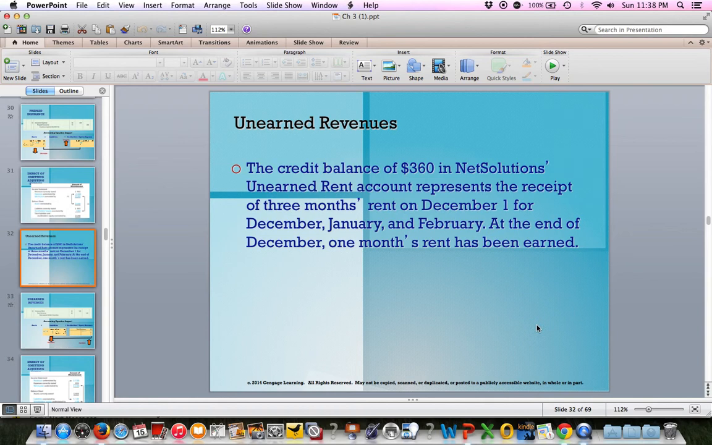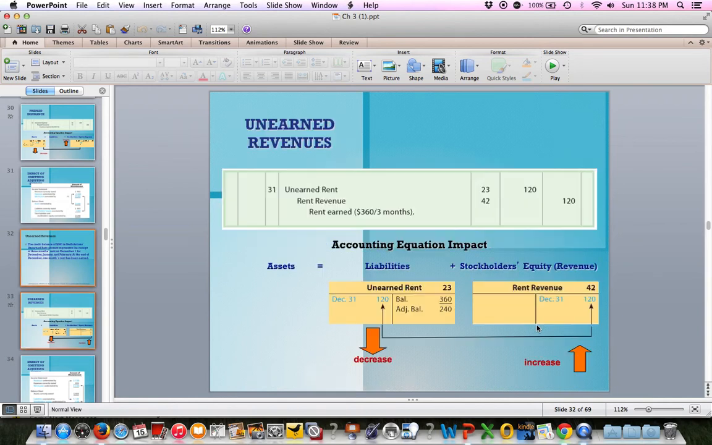Okay, so they have a tenant, somebody prepaid them for 3 months of rent on December 1. So after 1 month has gone by, they've earned 1/3 of that $360. So obviously that's $120. So they can call that revenue now. So they can debit unearned rent, reduce the liability, and credit the rent revenue account, both for 120.